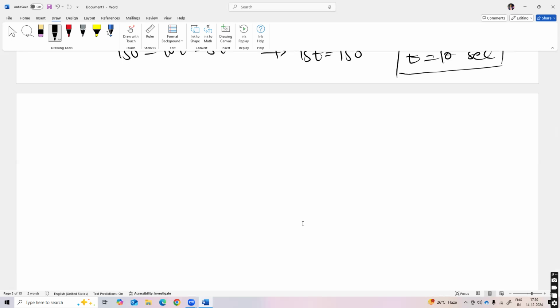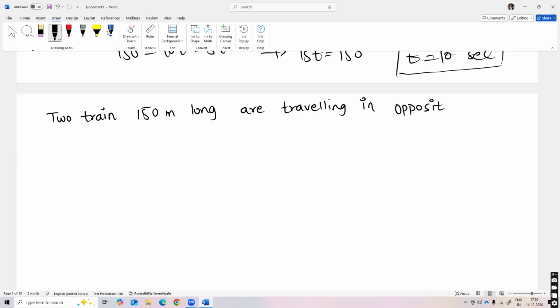So the next question is: two trains, 150 meter long, are traveling in opposite directions with respective velocities 10 meter per second and 15 meter per second.